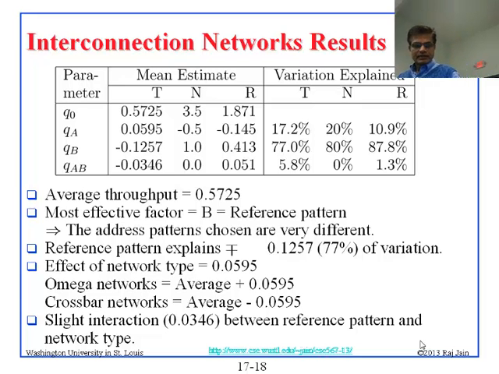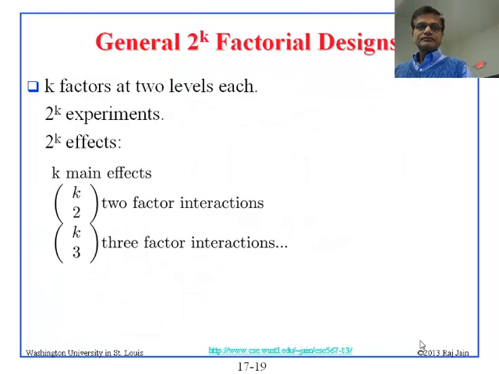Okay. So the rest of the metrics basically give the same message. That was really bad news, because on none of the metrics did the interconnection networks make any difference. I mean, they made a difference, but not the difference that one would have expected. All right. So now we are going to extend this 2 raised to 2 to 2 raised to k. There are many ways to extend.